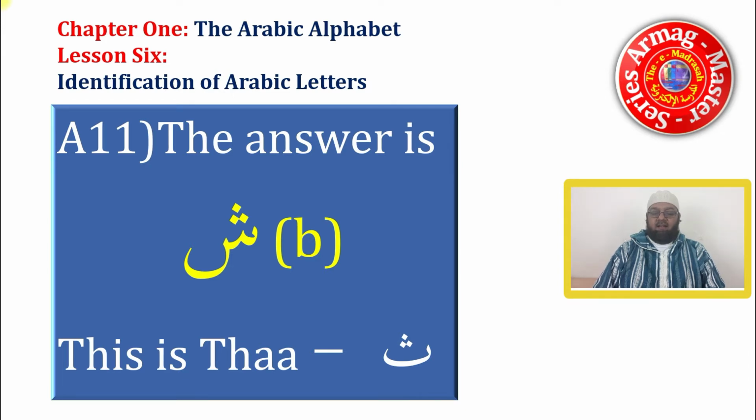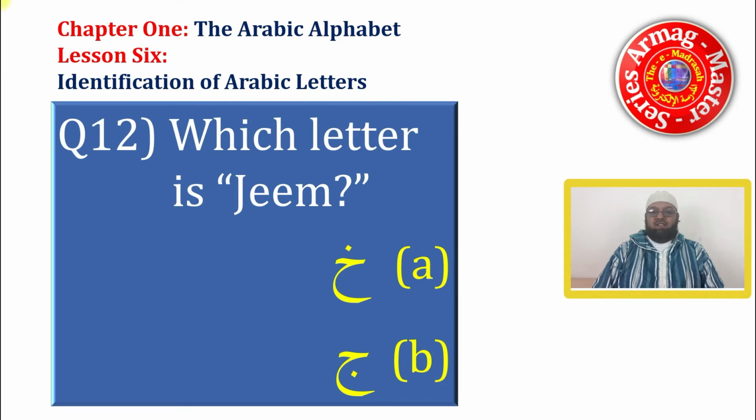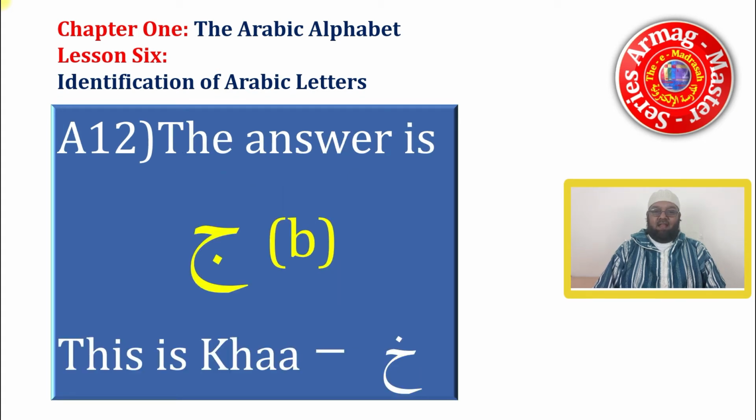Question 12. Which letter is JEEM? Is it A or is it B? The answer for that is B again. JEEM is written with the dot inside of the belly. So the answer is B. A, which was KHAA, has the dot written above the head. So the answer is B.